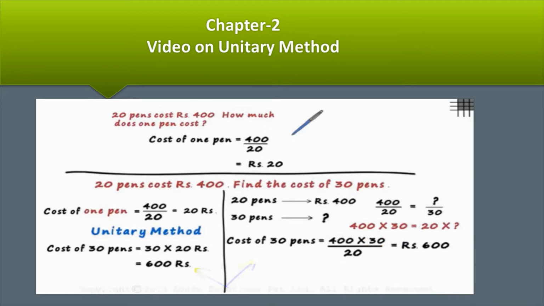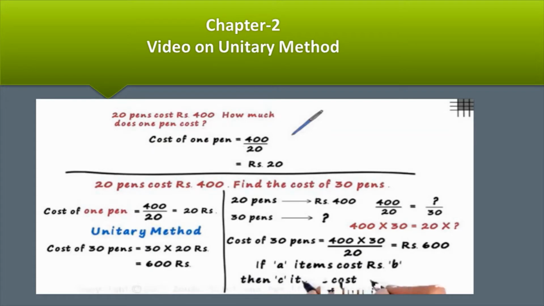Both methods are essentially the same. It's just that we have solved this one in 1 step instead of 2. This is also called the unitary method. So if we have to generalize it, we can say that if A items cost rupees B, then C items will cost B by A multiplied by C. B by A is the cost of 1 item and C is the total number of items.